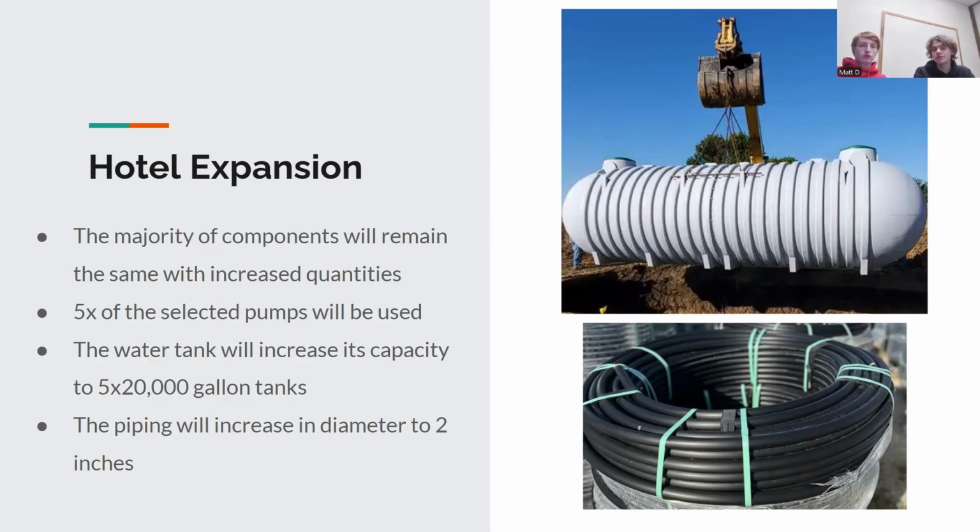However, some components do need to change. For example, the water tank will need to increase its capacity to a total of 100,000 gallons, and as such, we have selected 5 20,000-gallon tanks to accommodate this. Additionally, the piping will increase to a diameter of 2 inches. All other components, however, will be able to remain the same, simply with increased quantities.